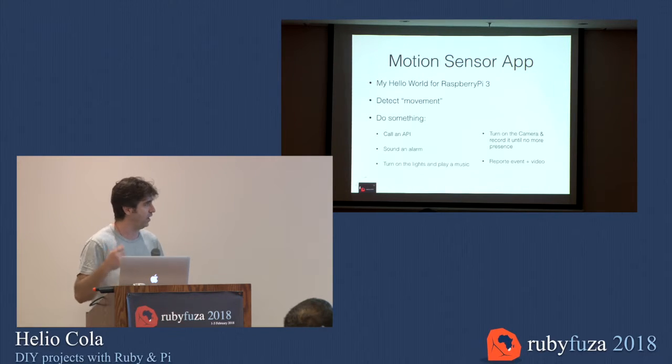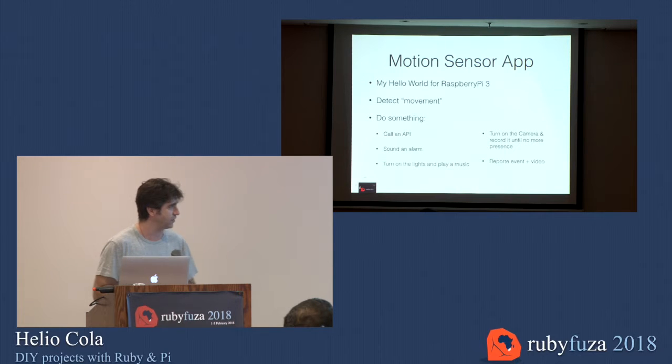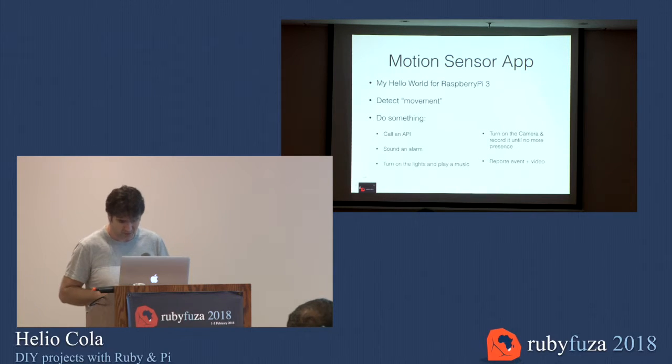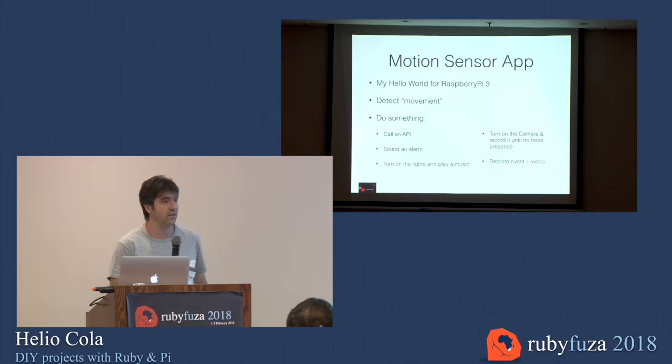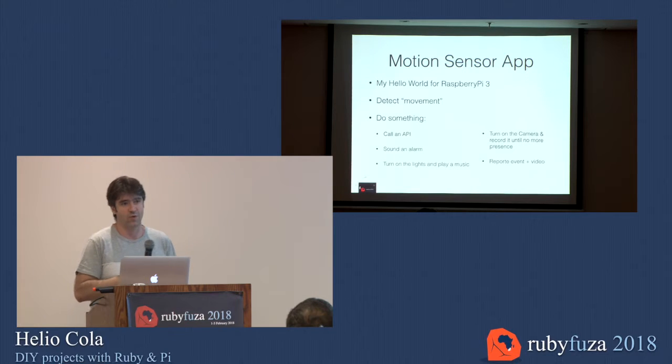I'm going to call an API. I'm going to sound an alarm. I'm going to turn off the lights and play music. I'm going to turn on the camera, take a picture. I'm going to do something. I want to do something when I detect a movement somewhere around my house.